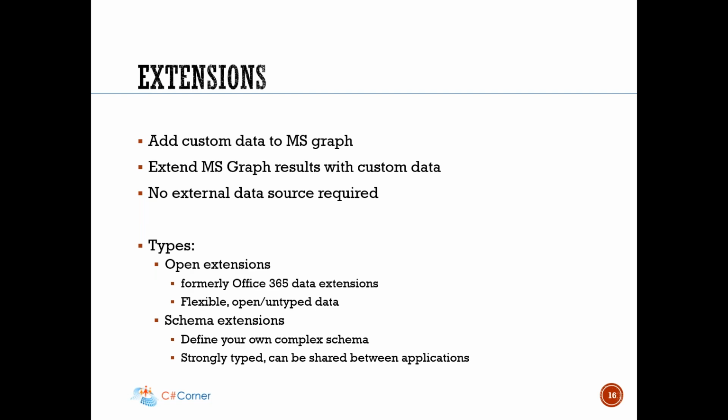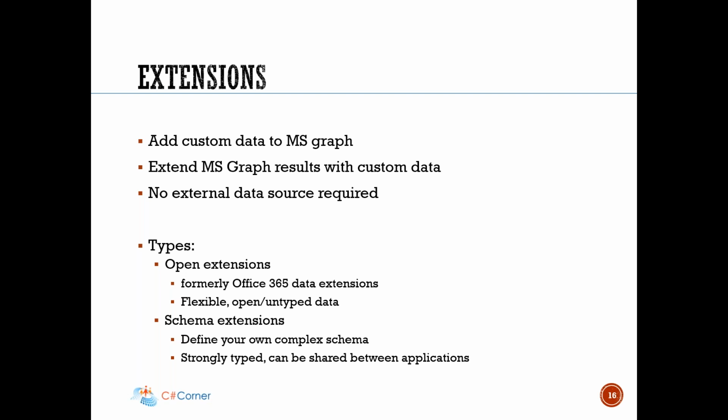Extensions. This is one of the latest features included in Microsoft Graph API. With the help of extensions, you can add some custom data to Microsoft Graph. Microsoft Graph will give you whatever data exists in your Office 365, the list of users, their properties, their profile, everything. But what if you want to store some additional data on top of what Office 365 provides? You can do that with the help of extensions. So you don't need an external data source.